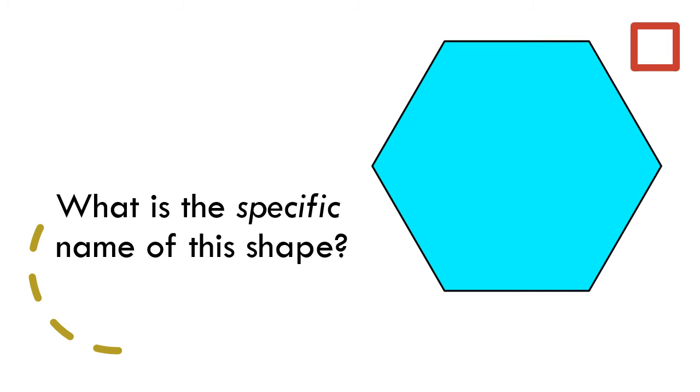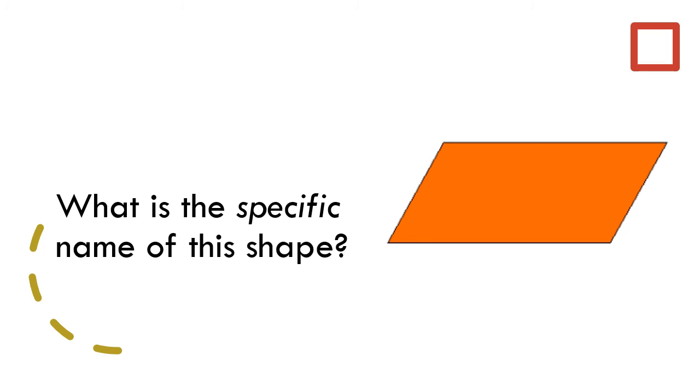What about this shape? You can count the sides to help you understand what the name is. Say your answer. Ready, go. It is a hexagon. Hexagons have 6 sides. Hex means 6.